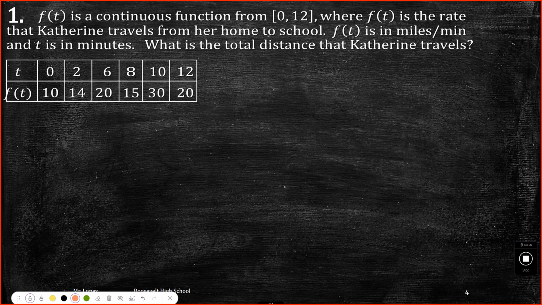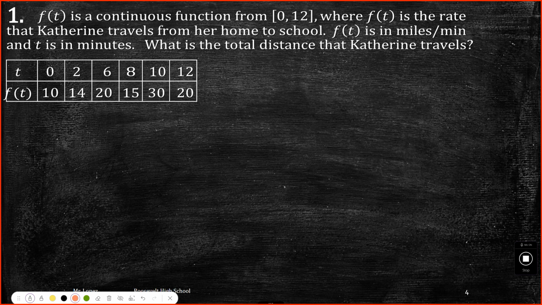It needs more direction, no? It says, well, what do you want me to do? You want me to do a left Riemann sum or a right Riemann sum? So we could do a right Riemann sum, and we could do a left Riemann sum. 10, 14, 20, so it's not a strictly increasing function. Because it's going from 10 to 14, 14 to 20, then it goes down, then it goes up, and then goes down.